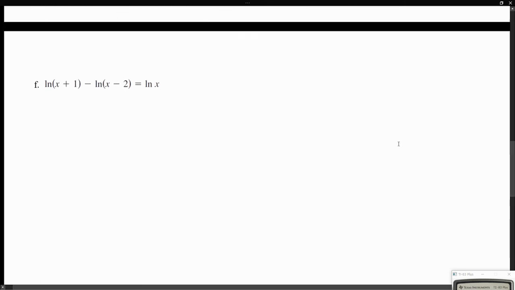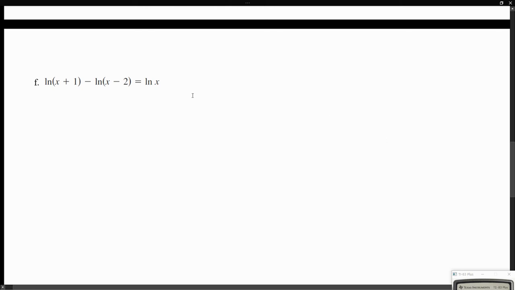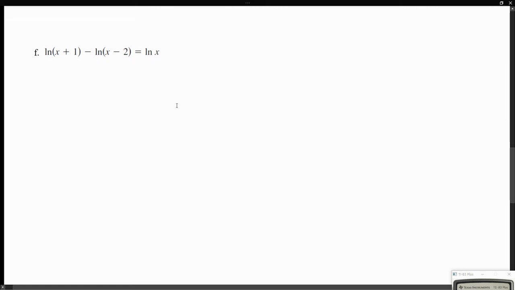All right, so let's discuss our last example for today, and that is when we have 3 different logs. So we have ln of x plus 1 minus ln of x minus 2, and that is equal to ln of x. Now we have 3 different logs, or natural logs. So how can we solve that? Well, take it one step at a time. Let's concentrate on the left-hand side.